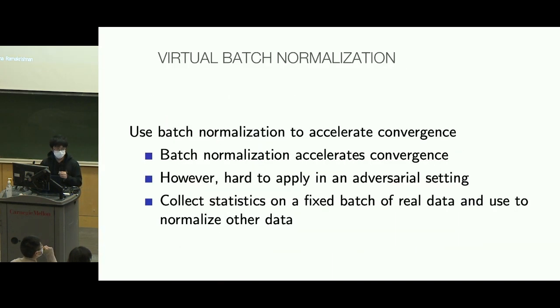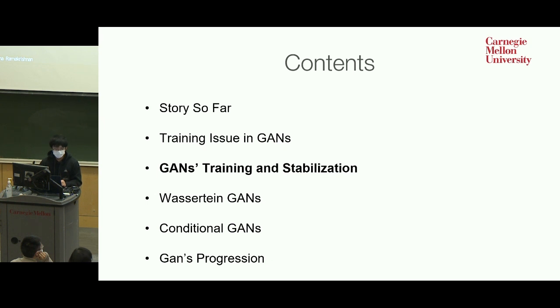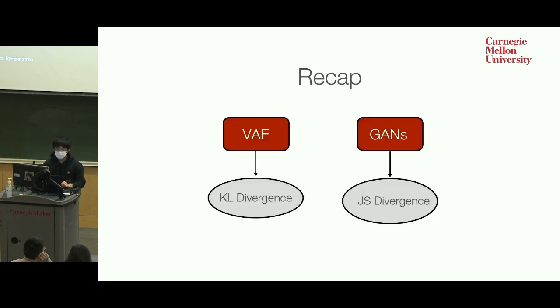The previous speaker already covered all the parts for the training issues and GAN training and stabilization, right? So I'm going to introduce a new form of the GAN, which is the Wasserstein GAN. Just as a recap, previously we introduced the VAE, which uses the KL divergence, and we have the vanilla GANs, which try to minimize the JS divergence.